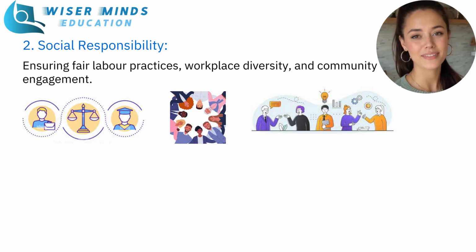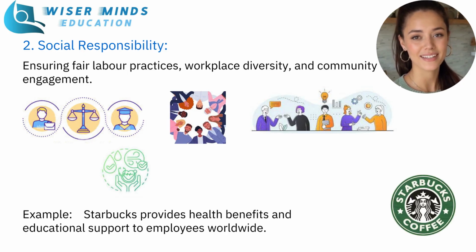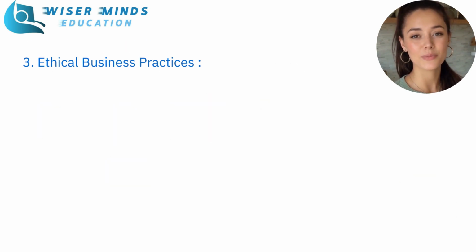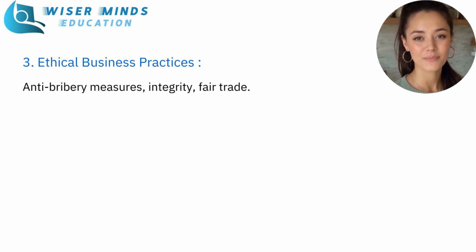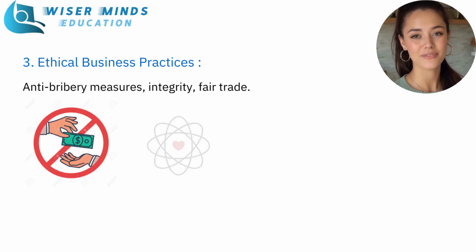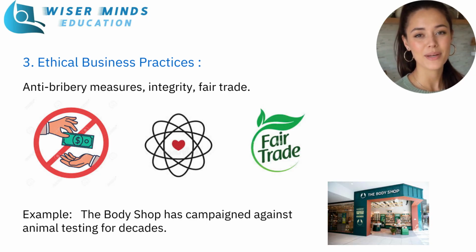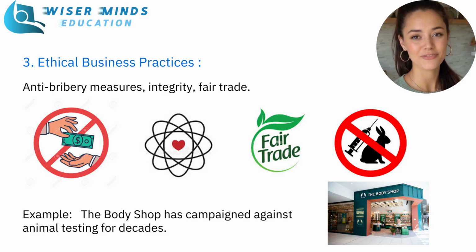2. Social responsibility. Ensuring fair labor practices, workplace diversity, and community engagement. Example: Starbucks provides health benefits and educational support to employees worldwide. 3. Ethical business practices. Anti-bribery measures, integrity, fair trade. Example: The Body Shop has campaigned against animal testing for decades.